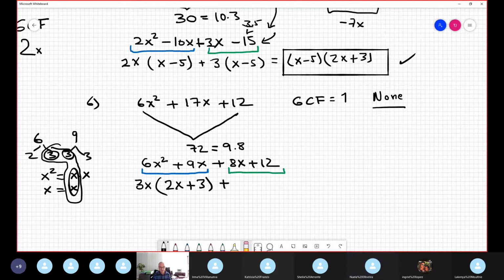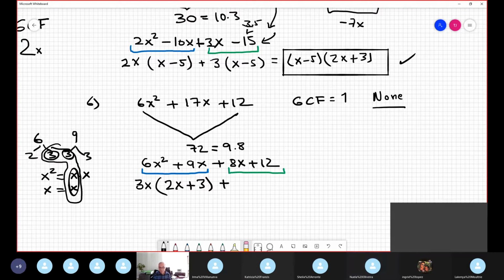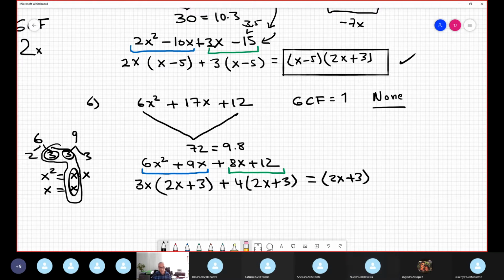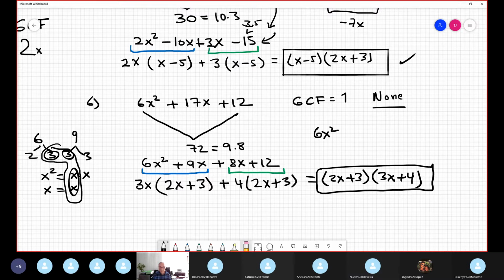And what is the GCF in the second? 4. Okay. 2x plus 3. Now 2x plus 3, parenthesis 3x plus 4. I suppose this is my final answer, but I want to get 100 points in this test. Yeah, verification. I multiply: 6x squared plus 8x plus 9x, because 3 times 3 is 9, plus 12. When you combine this and this, we get 17x, exactly the same as the original. Therefore, this factorization is perfect.